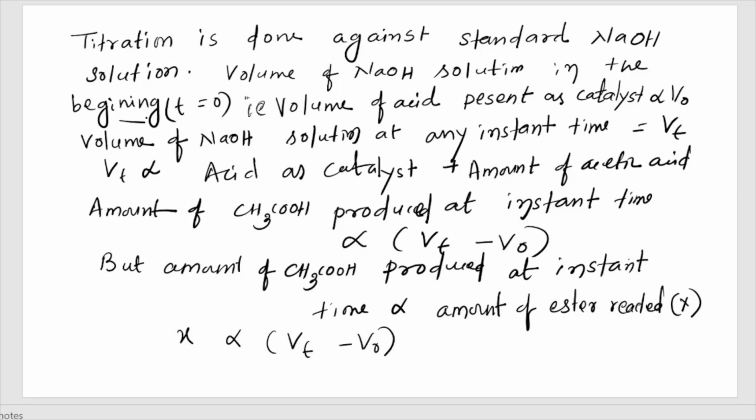At time t0, what is the volume of NaOH? Vt at a time t, what is the volume of NaOH? So Vt is equivalent to the acid as catalyst plus the amount of acetic acid. But the amount of acetic acid produced at an instant of time is related to the amount of ester present, and that is equivalent to your amount of acetic acid. So the amount of acetic acid is proportional to Vt minus V0.